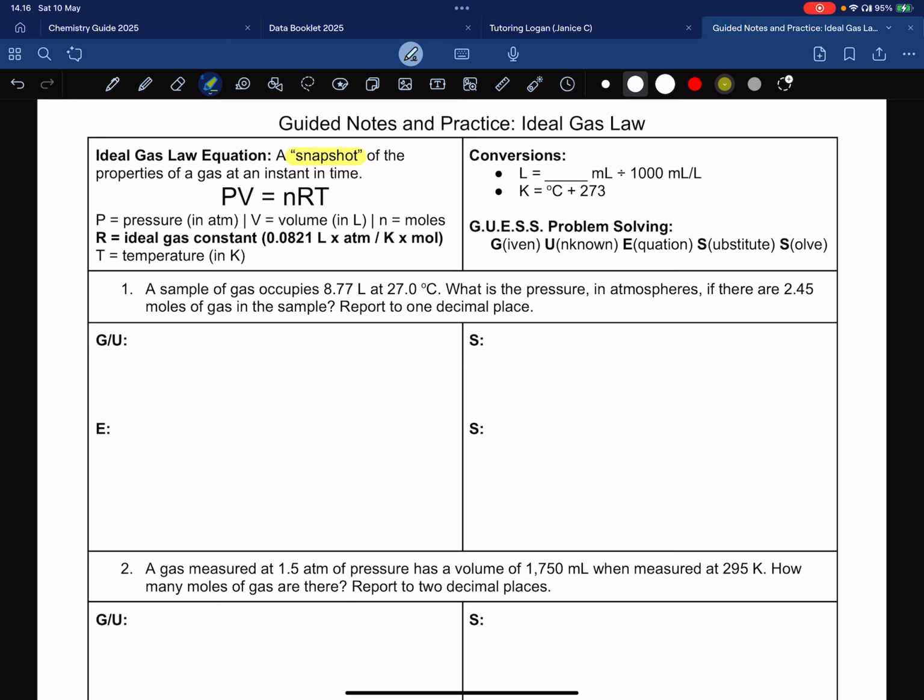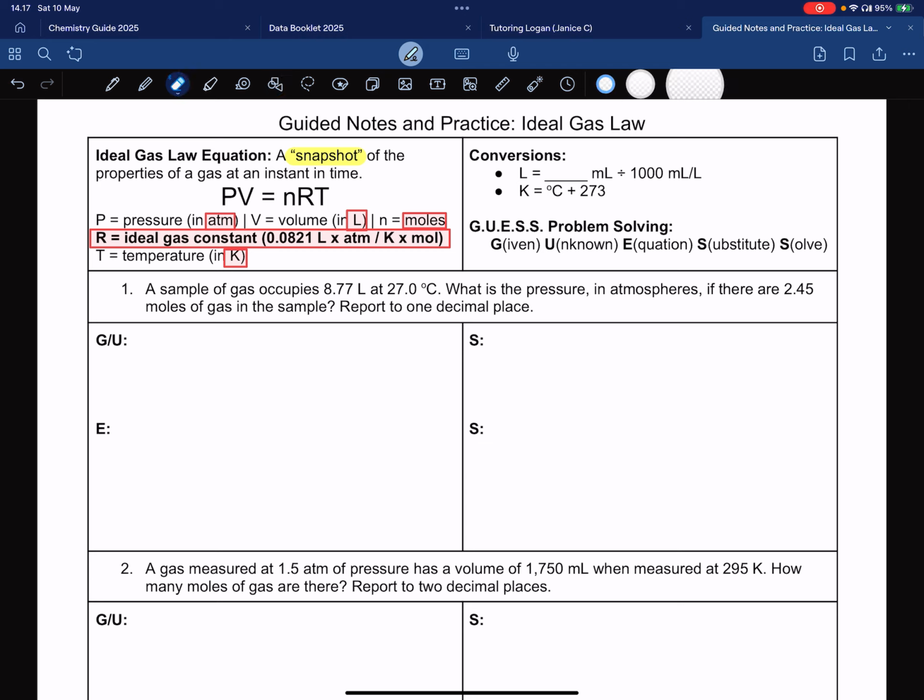Now, what is really critical in this is that you have to have exactly the right units, okay? So pressure has got to be in atmospheres. Volume has got to be in liters. Obviously, moles is moles. It always is. And temperature has got to be in Kelvin. And if that is the case, then the ideal gas constant R is going to be 0.0821. That is the only conditions under which you can use the ideal gas constant as 0.0821.